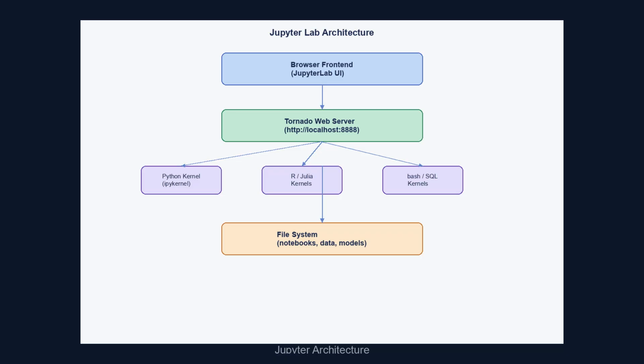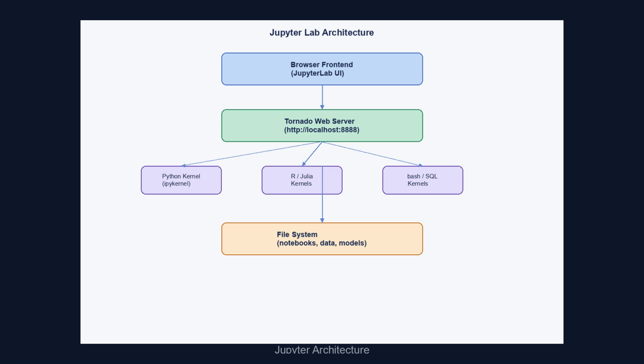This image illustrates the architecture of Jupyter Lab, which is essential for our work in this course. At the top, you see the browser frontend, which is the Jupyter Lab user interface where we'll interact with our notebooks. This interface communicates with the Tornado web server running at localhost on port 8888, which acts as the backbone of the entire application.